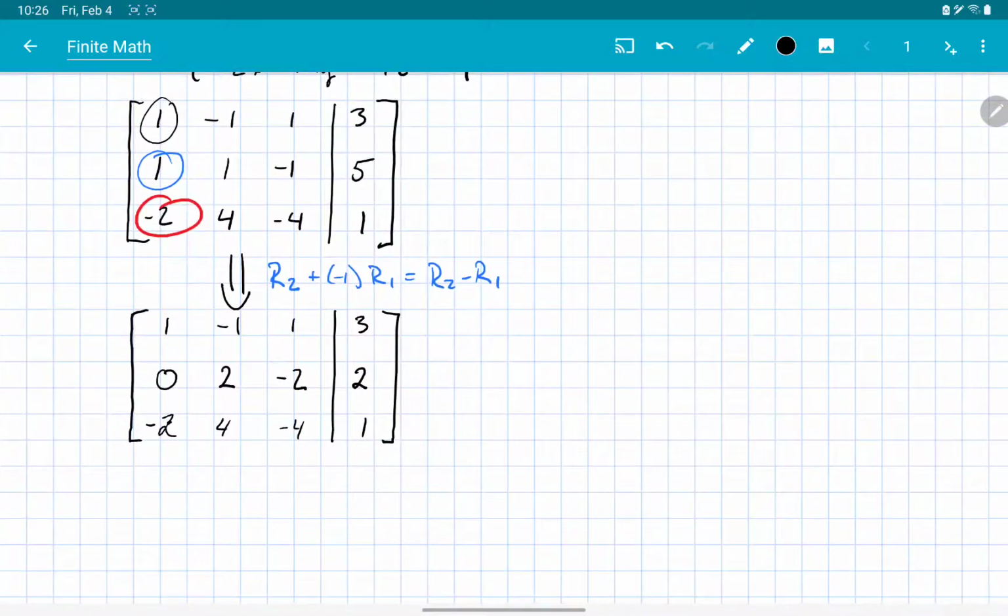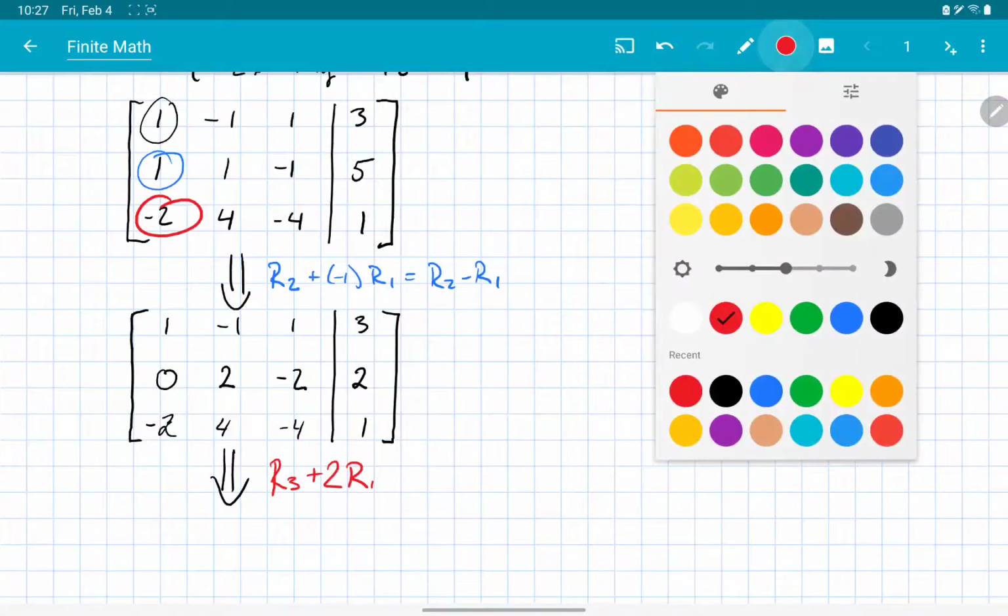All right, so we've gotten rid of the entry in the second row first column, which is what we want to do. Now we want to get rid of the entry in the third row first column to finish pivoting on the first column. So of course this step, we're getting rid of that red negative 2, so it's going to be row 3 plus 2 times row 1. That will eliminate that negative 2.